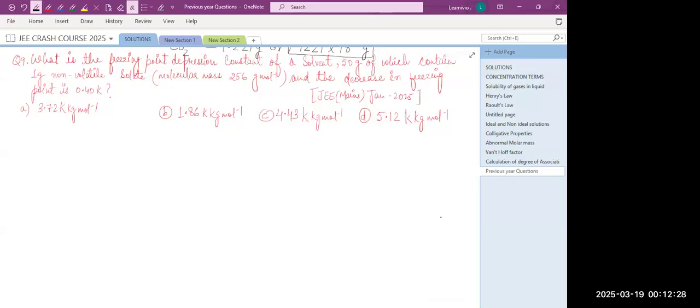Here is question number 9. What is the freezing point depression constant of a solvent, 50 gram of which contains 1 gram of non-volatile solute, right? The molecular mass is also given, which is 256 gram per mole, and the decrease in freezing point is 0.40. What you have to calculate is the value of Kf, the freezing point depression constant. What will be the value? Options are 3.72, 1.86, 4.43, or 5.12. Solve it.